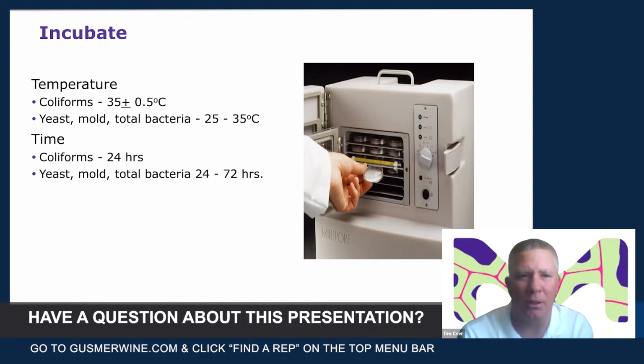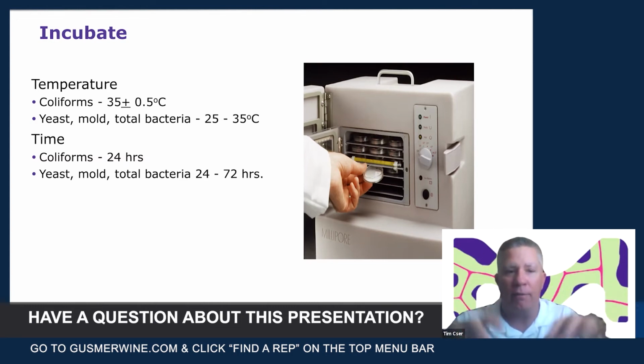It should actually be plus or minus 1 degree. That's a mistake. And then yeast and mold and total bacteria can be anywhere between 25 and 35. In general, we incubate yeast and molds at a cooler temperature because they tend to do better. But also, if you incubate mold at a higher temperature, you can get overgrowth very quickly. And once you get overgrowth, it's impossible to count the number of colonies because you just have hyphae growing everywhere.